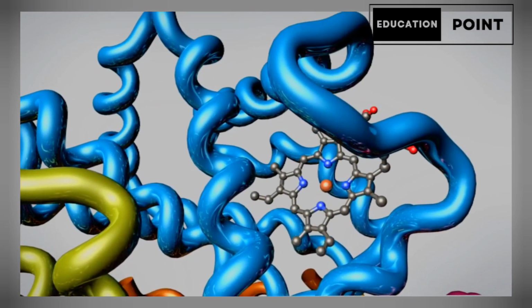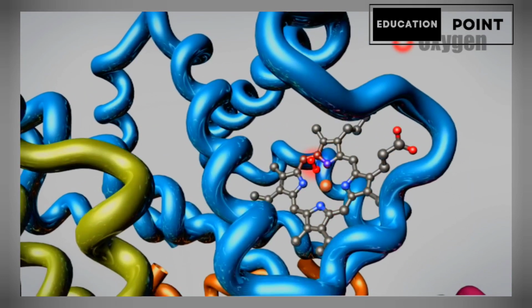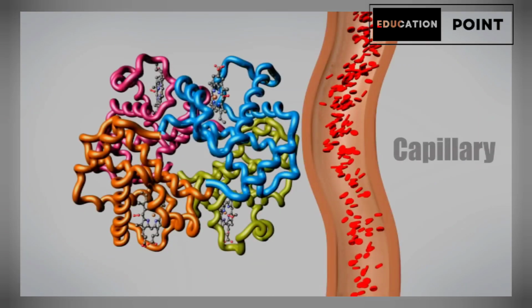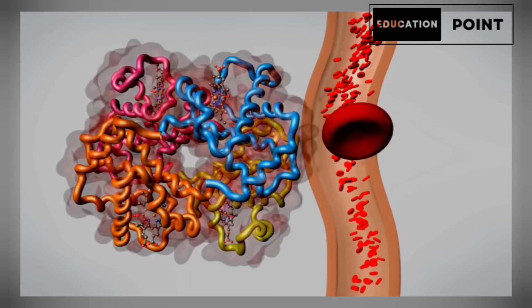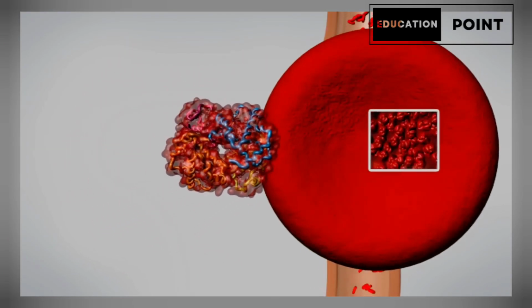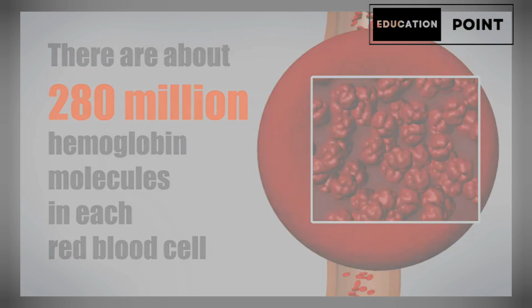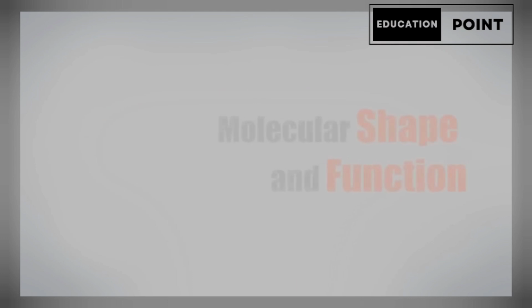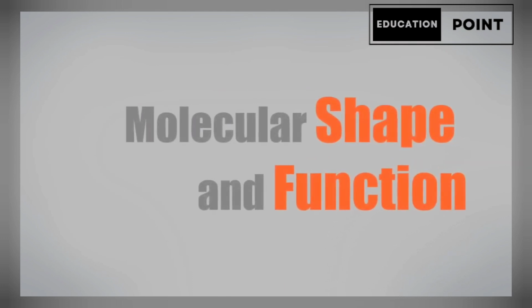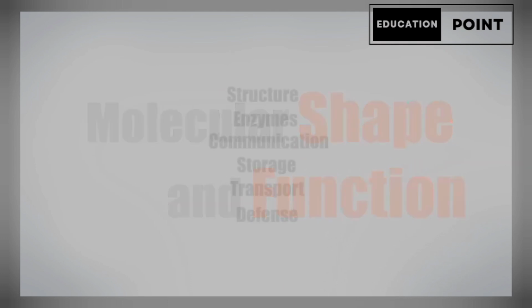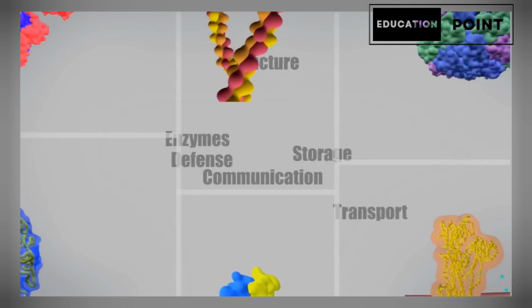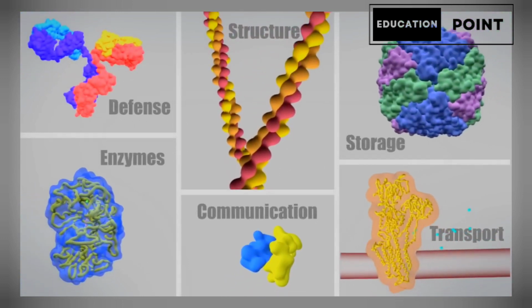The four subunits of hemoglobin cooperate so that the complex can pick up more oxygen in the lungs and release it in the body. Many proteins rely on the ability to recognize the shape of specific molecules in order to function correctly.